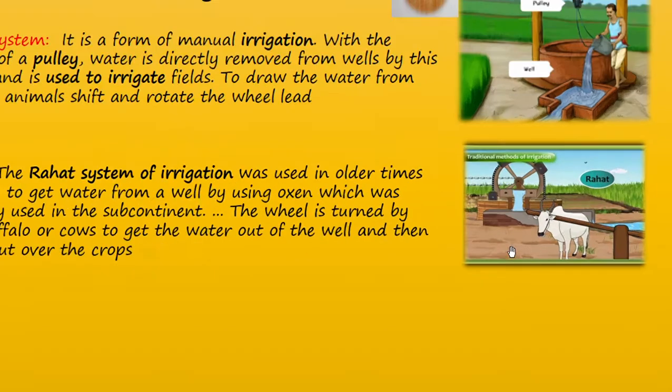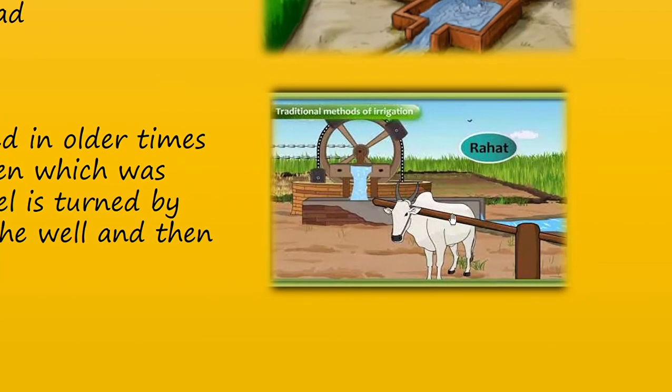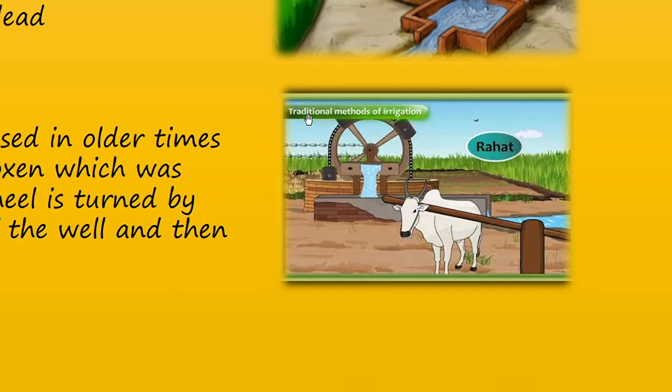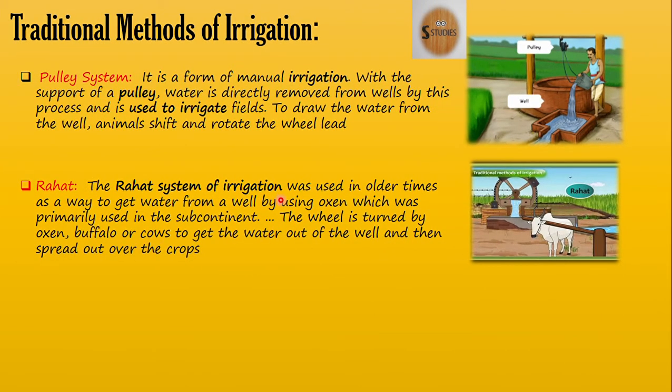So here we see we have an oxen over here. This oxen rotates this long piece of wood. So we have some mechanism fitted inside this under the soil which attaches to this area. So when the oxen rotates it, the bucket moves, the water from the well is drawn and poured out here. From here it goes to the fields like this. So this is called the Rahat system of irrigation.